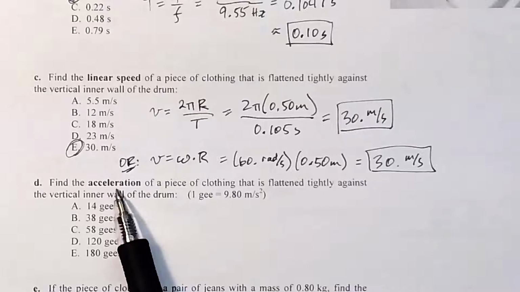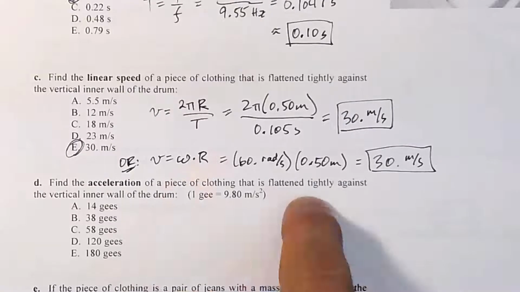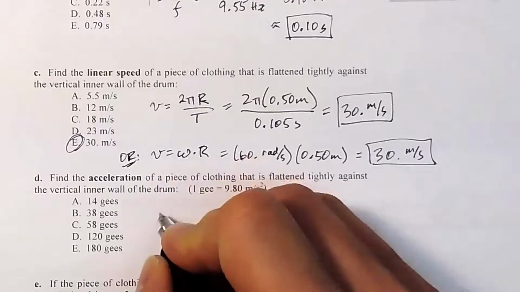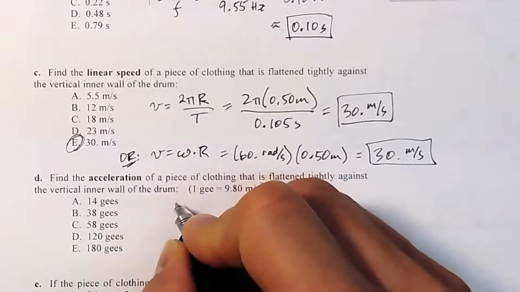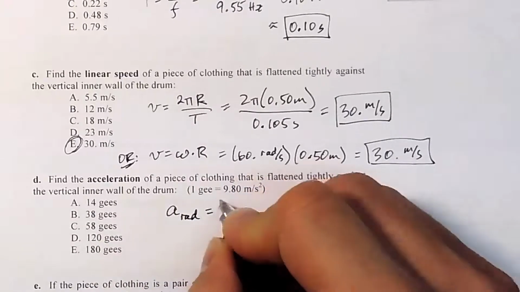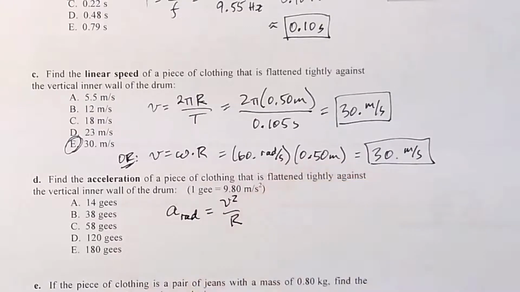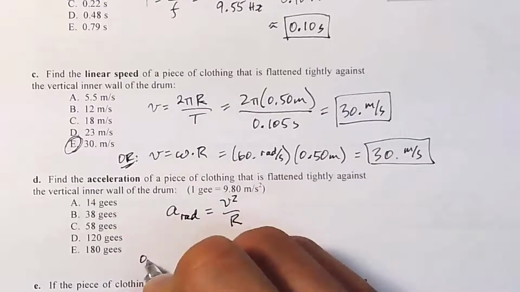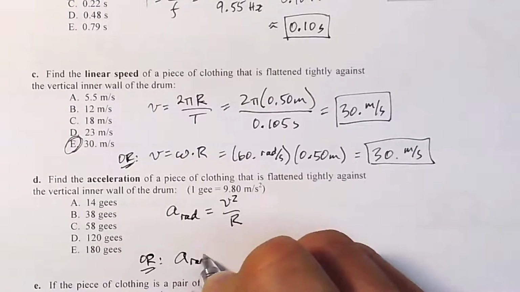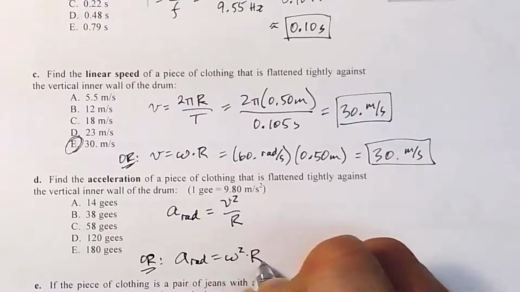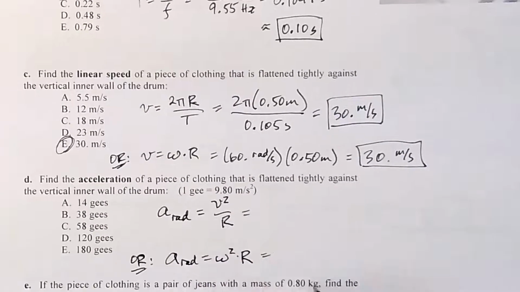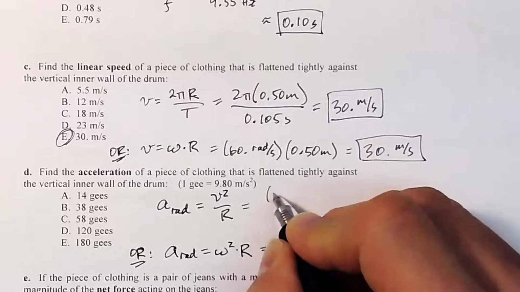Now we're asked, what's the acceleration of that piece of clothing as it traces out that circular motion? So we know that anything that's executing UCM is going to have a constant acceleration equal to v squared over r. Or, if we want, we can instead use omega squared times r. Either one should give us the exact same answer if we've done everything correctly.